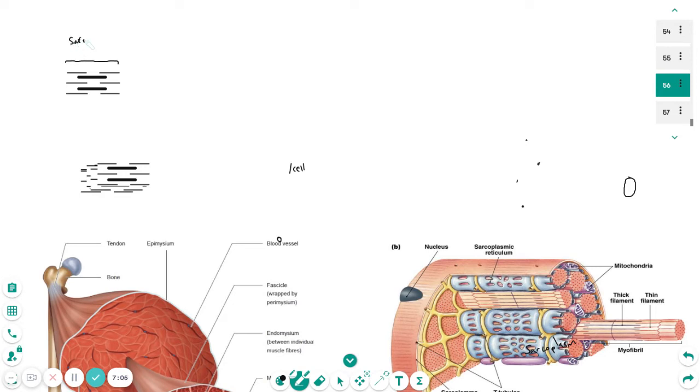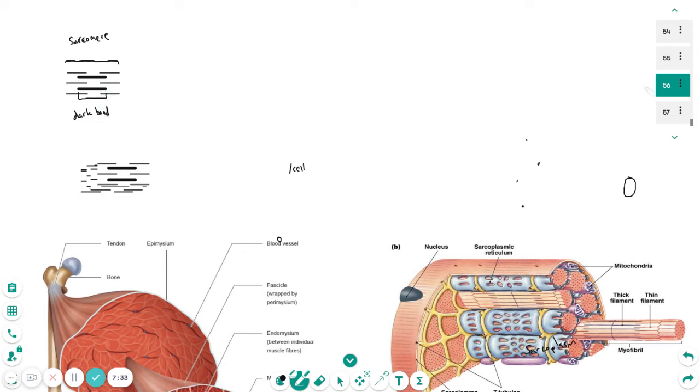Oops, not sarcomere, sarcomere. And that sarcomere has these dark, thick lines in the middle. We call that the dark band. And where we don't have the dark, thick filaments here, we call it the light band. So we'll have a go at that in a second.